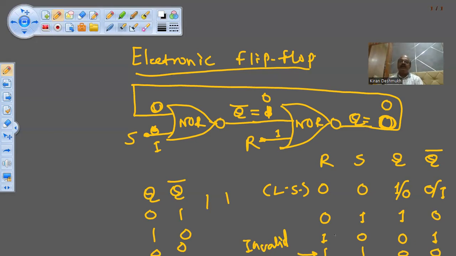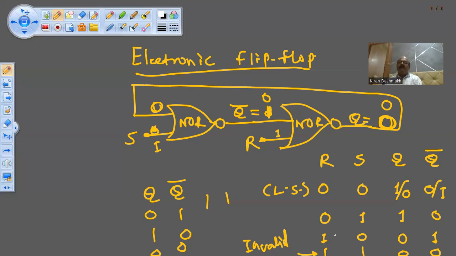The first state is when both R and S are 0, 0, the Q and Q bar are in the last state. That is Q is 1 and Q bar is 0, or Q is 0 and Q bar is 1. This is called the last state. Second state is when S is 1 and R is 0, Q will be 1 and Q bar will be 0 compulsorily. When S is 1, Q is 1. When S is 0, Q is 0.